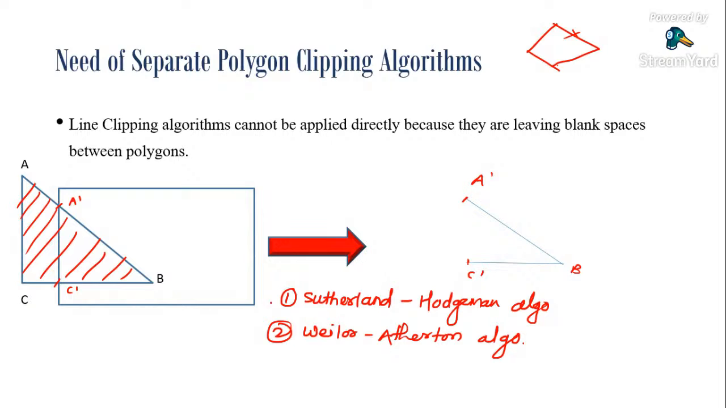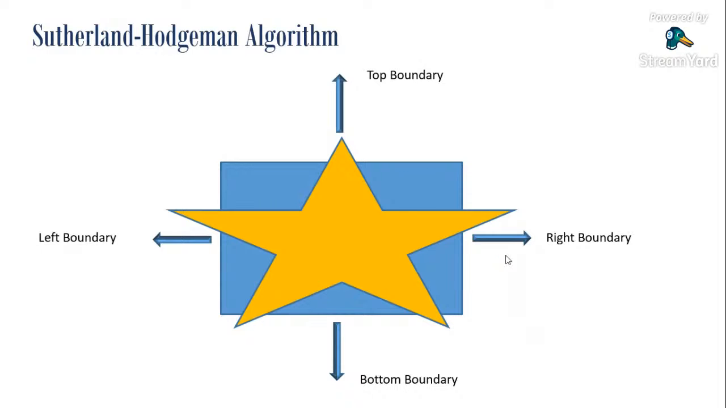Now there is a confusion between the names. Line clipping algorithm is Cohen-Sutherland and polygon clipping is Sutherland-Hodgman. Understood? So there is a confusion in the name of the algorithms. Now we'll begin with the Sutherland-Hodgman algorithm.